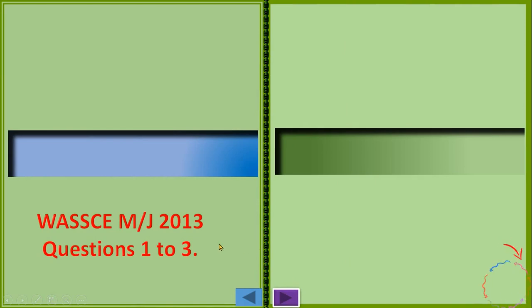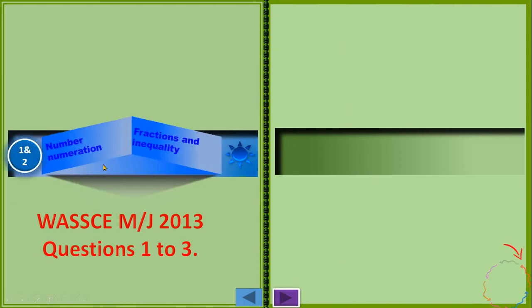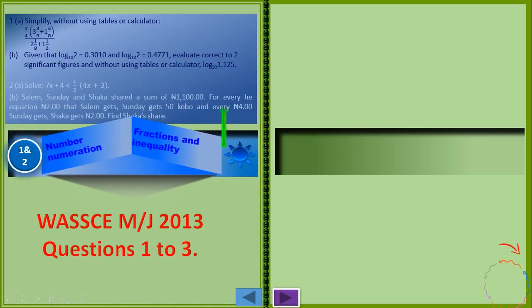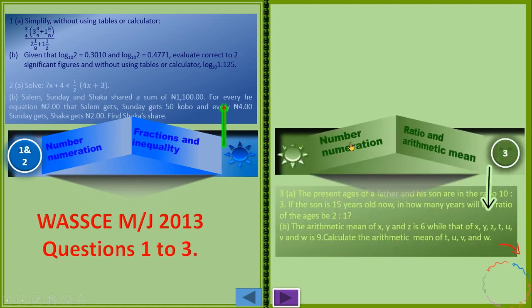In this presentation, we are going to solve question 1 to 3, WASSCE May/June 2013. Question 1 and 2, number numeration, fractions and inequality. Question 3, number numeration, ratio and arithmetic mean.